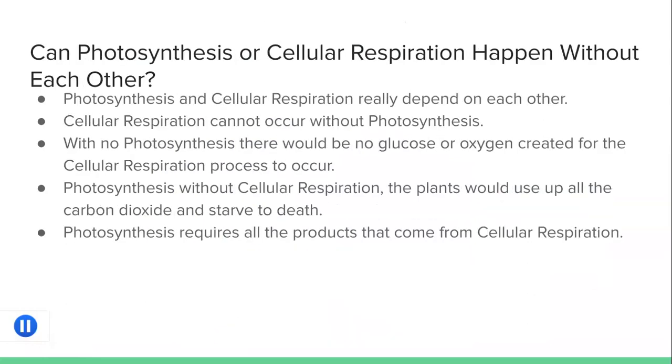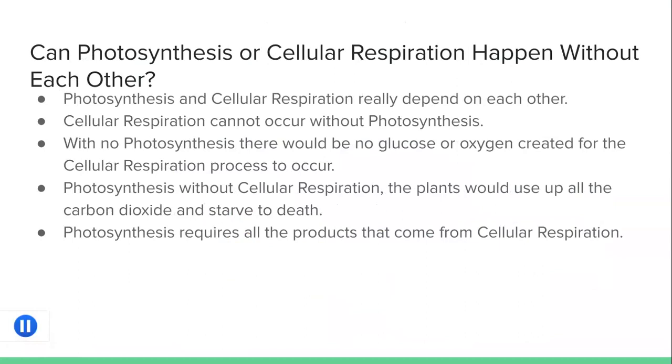Can photosynthesis or cellular respiration happen without each other? Photosynthesis and cellular respiration really depend on each other. Cellular respiration cannot occur without photosynthesis. With no photosynthesis, there would be no glucose or oxygen. Glucose is sugar, created for the cellular respiration process to occur. Photosynthesis, without cellular respiration, the plants would use all that carbon dioxide and starve to death. Photosynthesis requires all the products that come from cellular respiration.